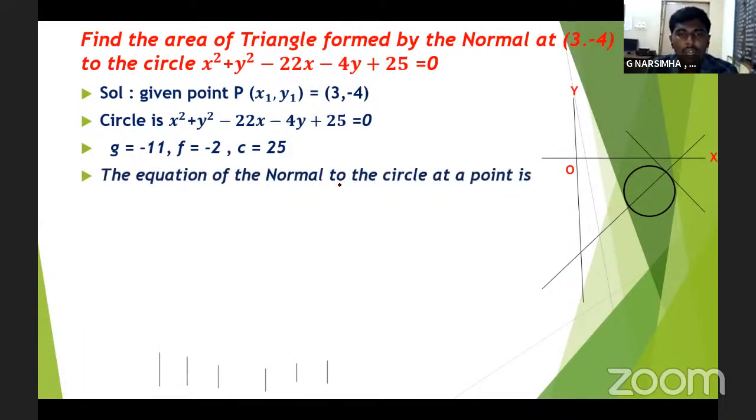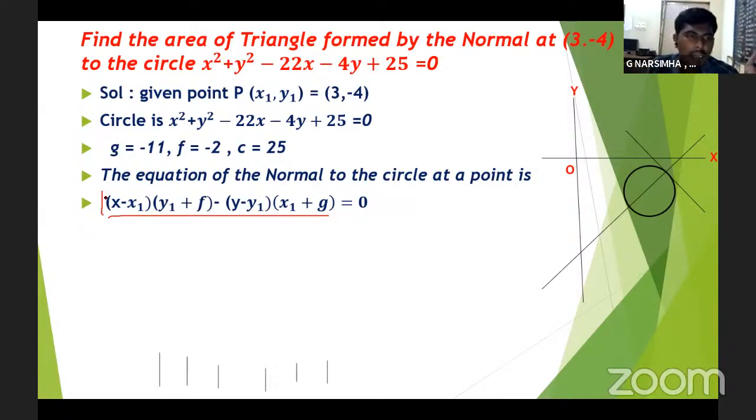Here, the equation of the normal to this circle at a point we have already done in the previous session. For the equation of normal, we have already discussed two problems. Here I am taking the formula: x minus x1 into y1 plus f minus y minus y1 into x1 plus g equals 0, which is the equation of the normal to this circle at a given point. You can verify whether the formula is given or not. Already we have given this formula. Therefore, the equation of normal is x minus x1 into y1 plus f minus y minus y1 into x1 plus g equals 0.